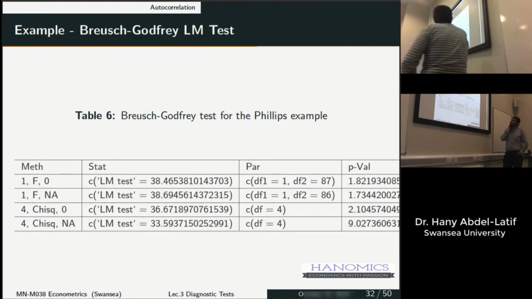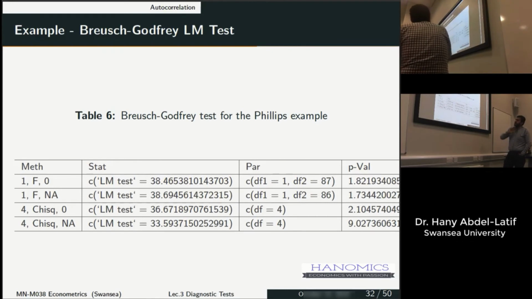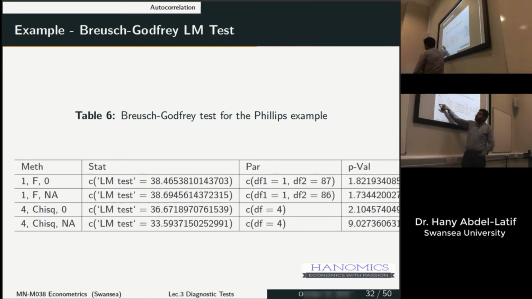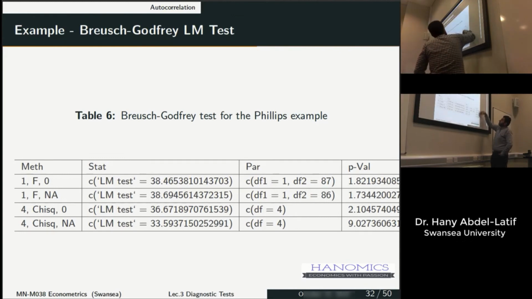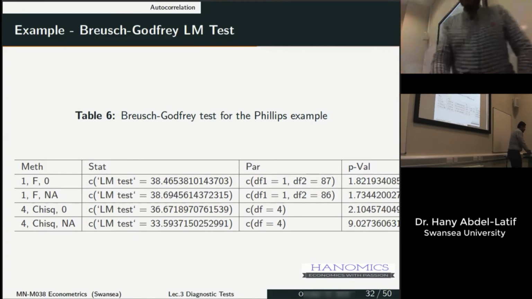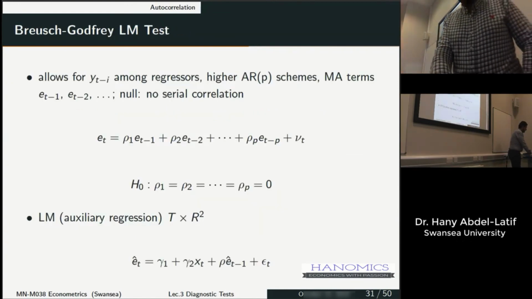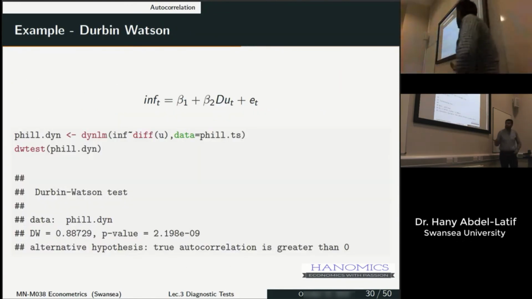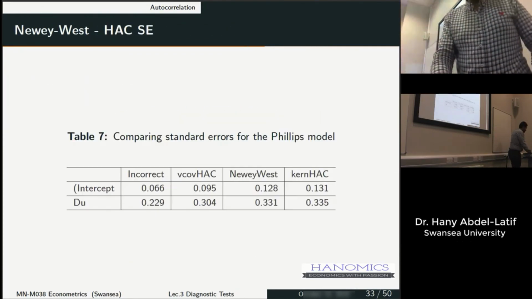I tried different options, so I'll explain this in the tutorial, different methods of applying the LM test, but these are all LM tests anyway. When you look at the p-values, this is a very small number, though you can't see it because I should have corrected that table, but it's very small, so it does confirm what we concluded from the Durbin-Watson test anyway.